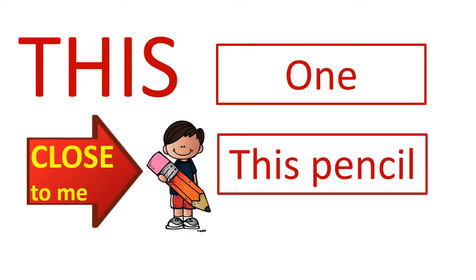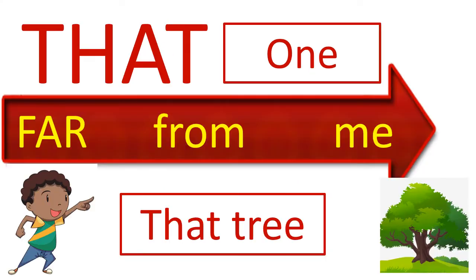So here are the demonstrative pronouns. We say this when we are talking about one person, place, or thing that is close to me. For example, this pencil. The boy is holding the pencil. It is close to him. We say that when we are talking about one person, place, or thing that is far from me. For example, that tree. The tree is far from the boy. He has to point at it.